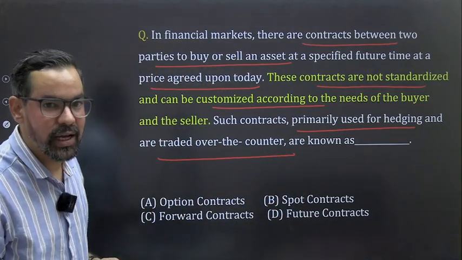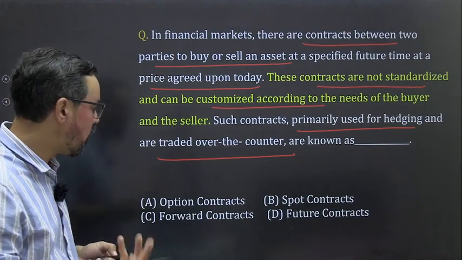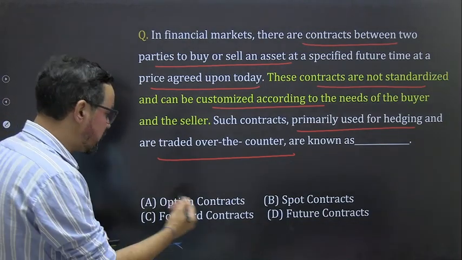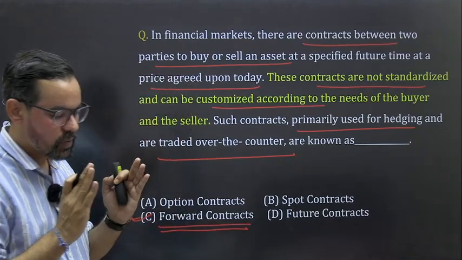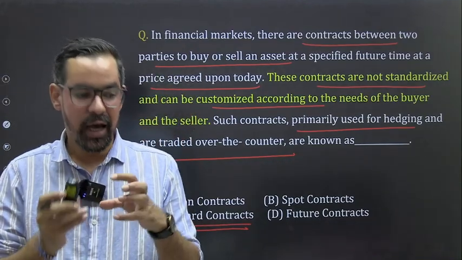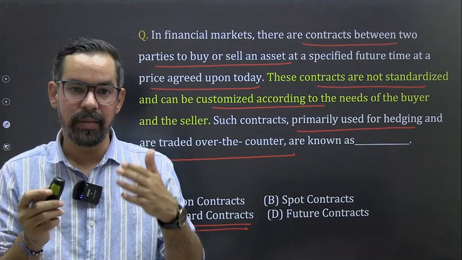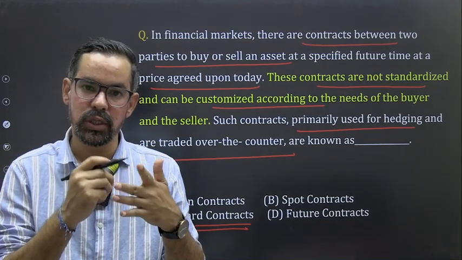So what will be your correct answer? The answer will be forward or swap. Out of the 4 given options, forward will be the correct answer. There are 4 types of derivatives, and they are further categorized into 2 parts. The 4 types are basically forward, future, option, swap.